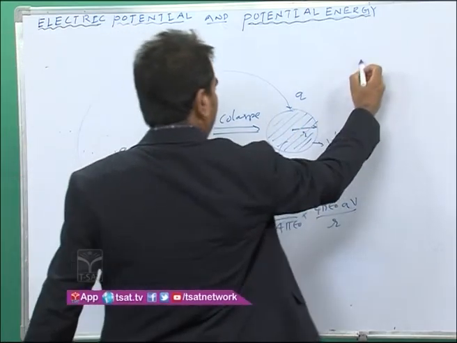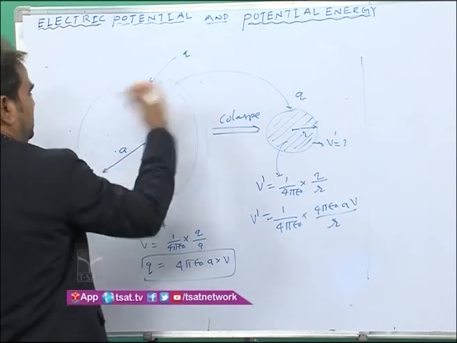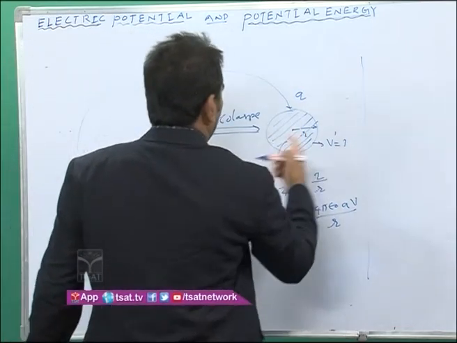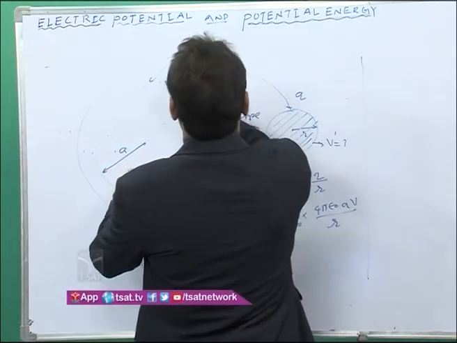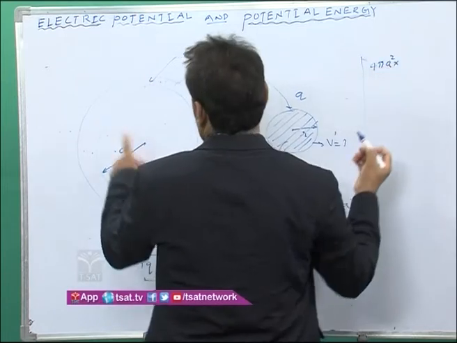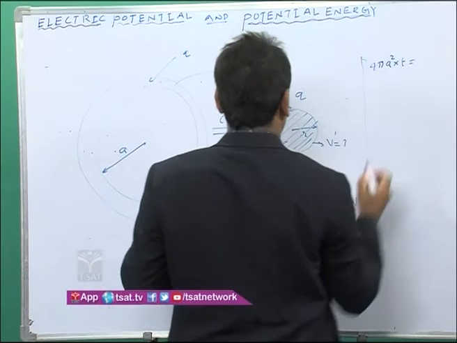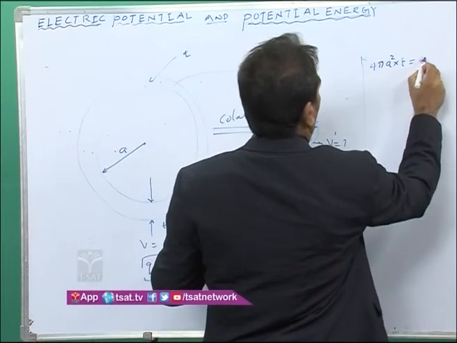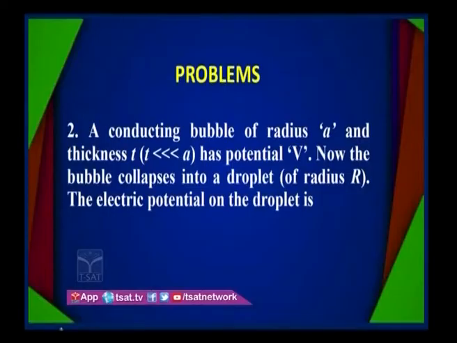We have to calculate the radius of the droplet. The volume of this conducting bubble is equal to the volume of this drop. The volume of the bubble is given by 4 pi a square into t, that is surface area into thickness, where t is nothing but the thickness. That is equal to the volume of this spherical droplet, 4 by 3 pi into r cube.